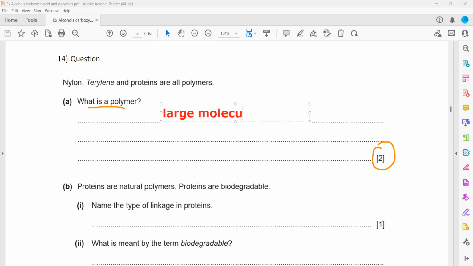Can we say a substance consisting of very large molecules made by polymerizing a large number of repeating units? Or we can say monomers. Yeah, you can say. So large molecule formed by small molecules, or you can also say monomer.